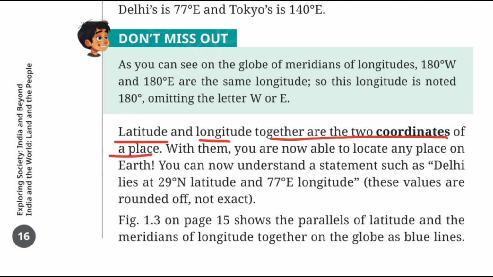Okay, if you want to mark a particular place, you need to denote that place with the latitude and the longitude, just like we denote a place on the chessboard, isn't it? Same thing. With them, you are now able to locate any place on the earth. Now we can locate a particular place. I will give an example.